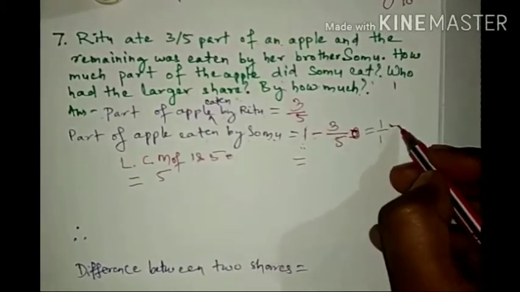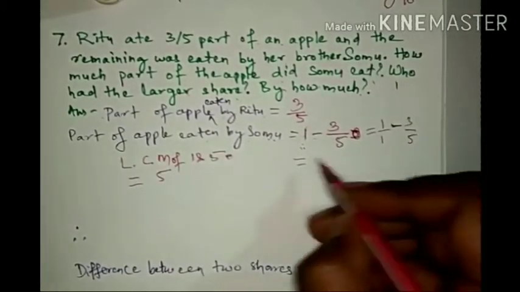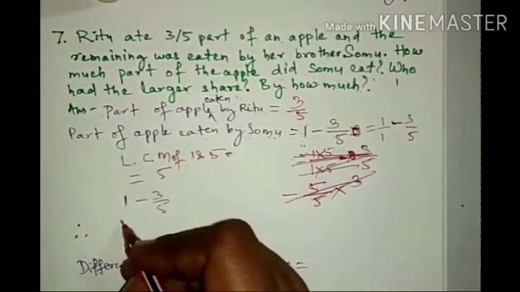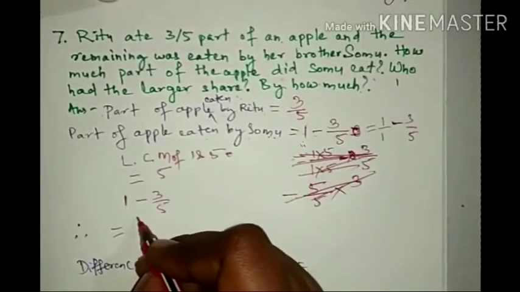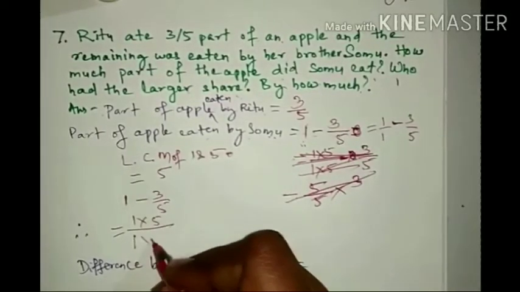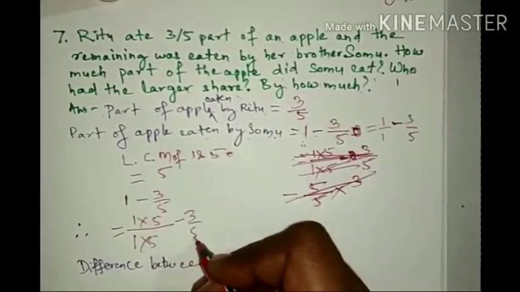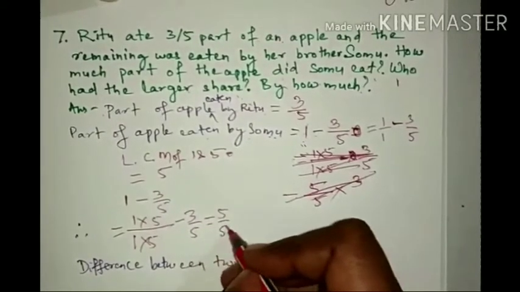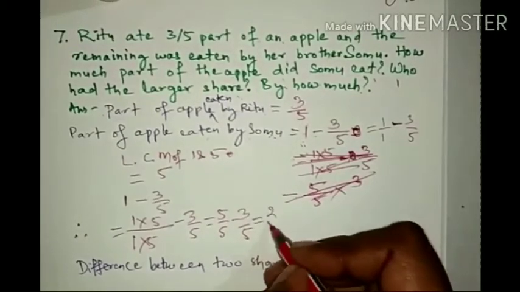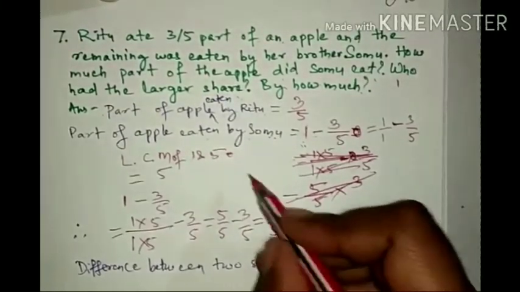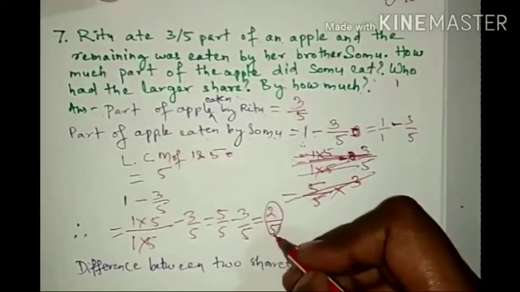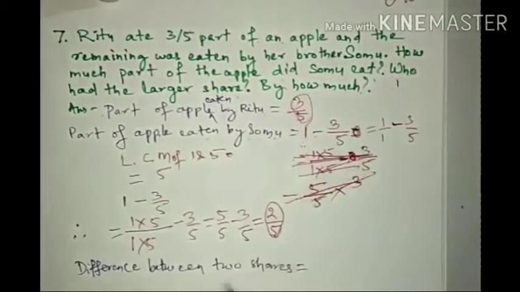So this is 1 by 1 minus 3 by 5. So 1 minus 3 by 5 equal to 1 into 5 by 1 into 5 minus 3 by 5 equal to 5 by 5 minus 3 by 5. So 5 minus 3 equal to 2, 2 by 5. So Somu's part is how much? 2 by 5. Now let's see.